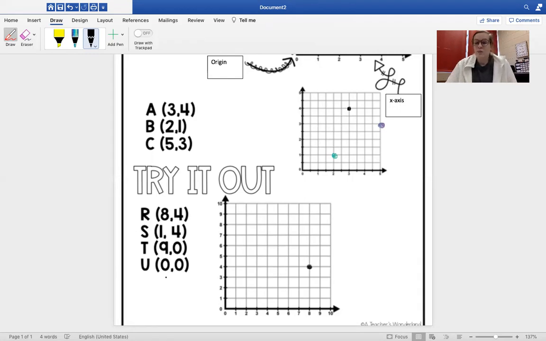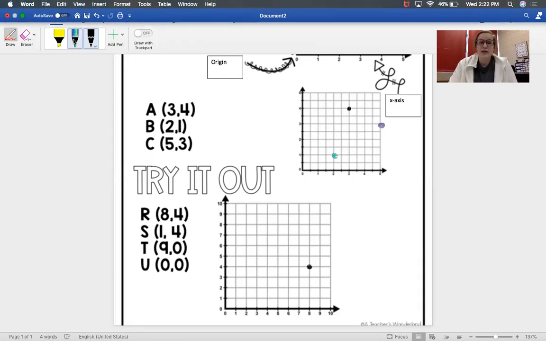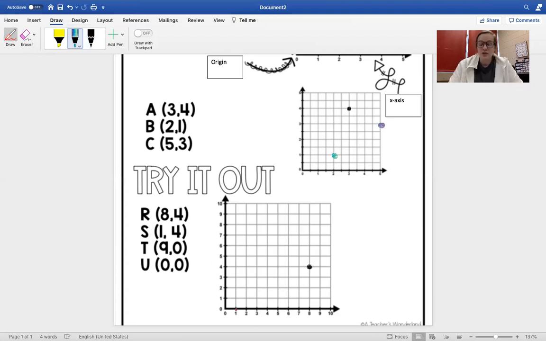Our x coordinate is 1 and our y coordinate is 4. So that means that we're going to go to 1 on our x-axis and up to 4 on our y-axis, and we will plot it at 1, 4. Our ordered pair for T is 9, 0. So we're going to go over to 9 on the x-axis, and then do we move any up? No, right? It says 0. So we're actually going to stay right on the x-axis, and it's just going to be 9, and we're not going to move any up because the y coordinate was 0.